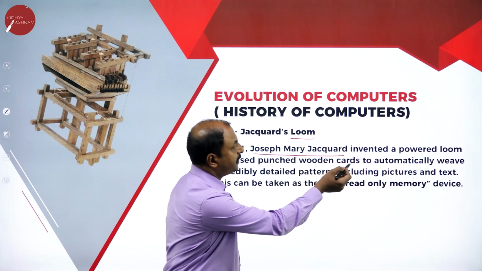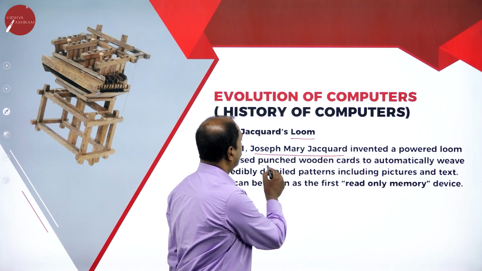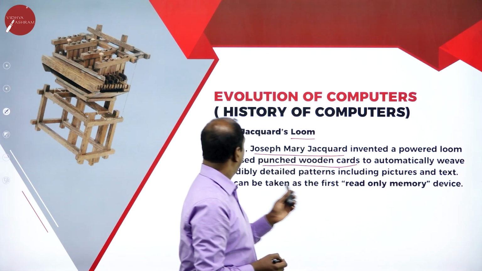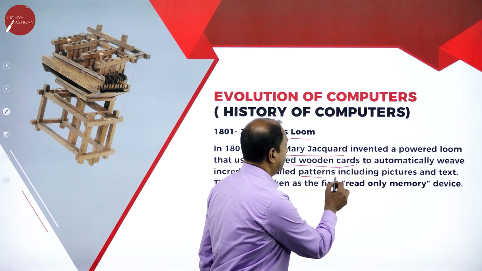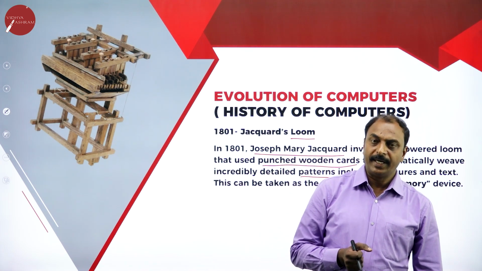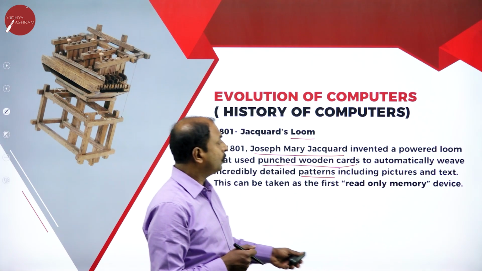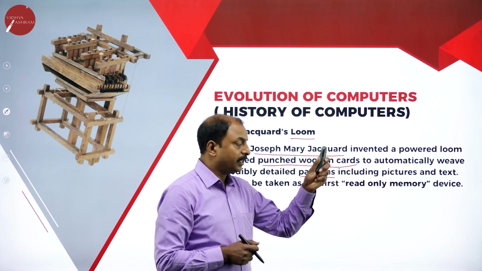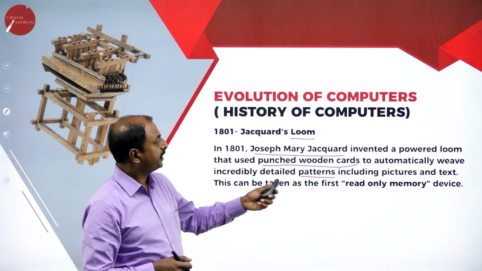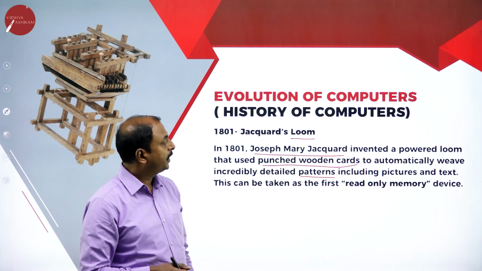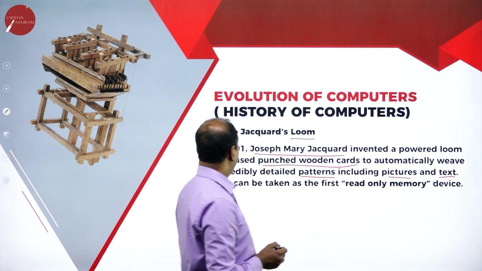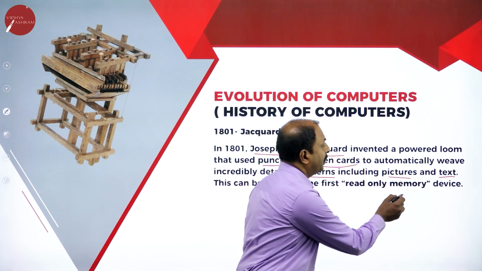This Jacquard Loom used punched wooden cards to automatically weave incredibly detailed patterns. As you know, these looms are used for designing different patterns. Similarly, with the Jacquard Loom, they were using punched wooden cards to automatically weave the design. This is how they used to work with the Jacquard Loom, including pictures and text. And this can be taken as the first read-only memory.